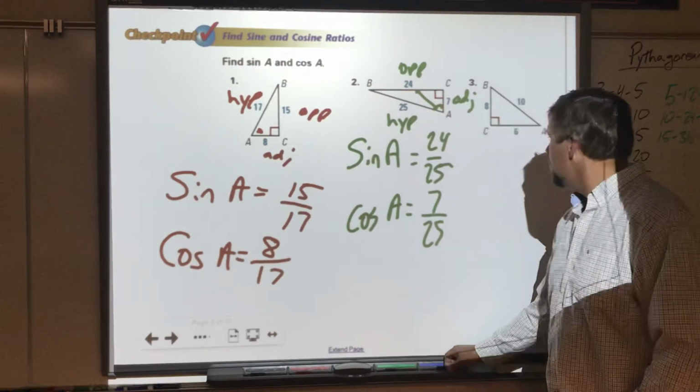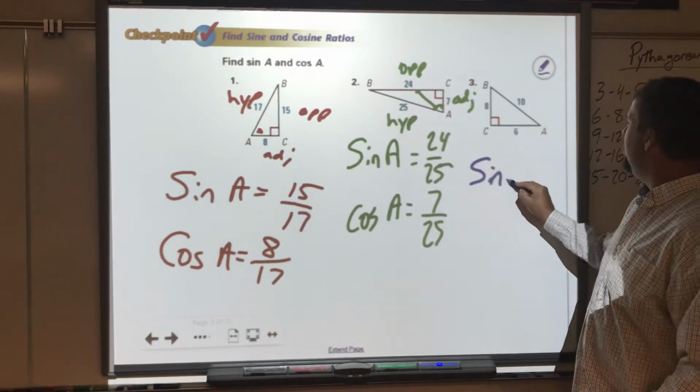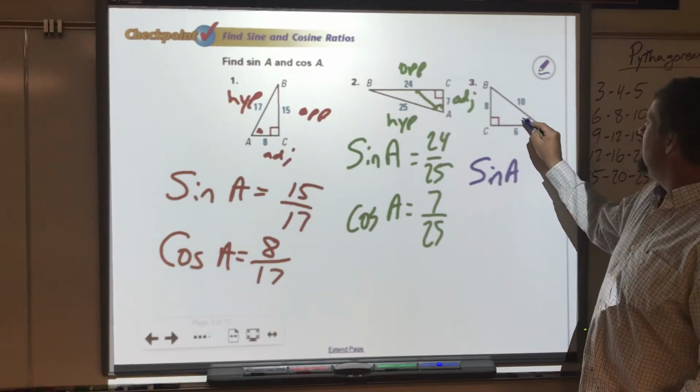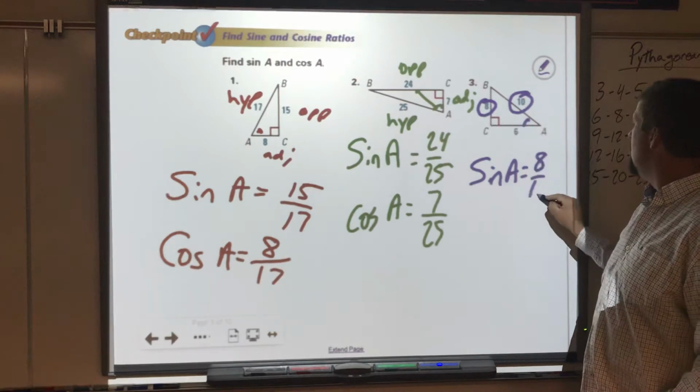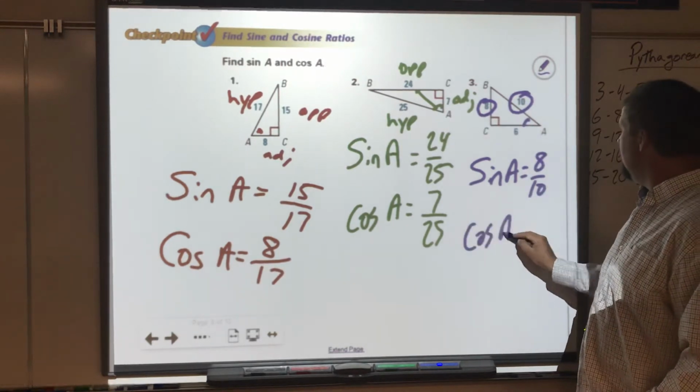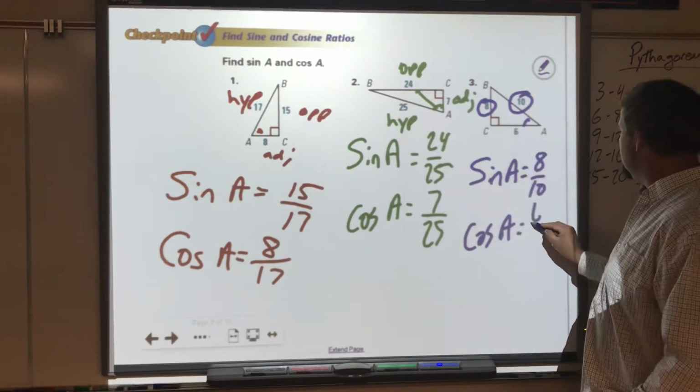In this one, we have the sine of A. A is here. It's 8 over 10. The cosine of A is 6 over 8.